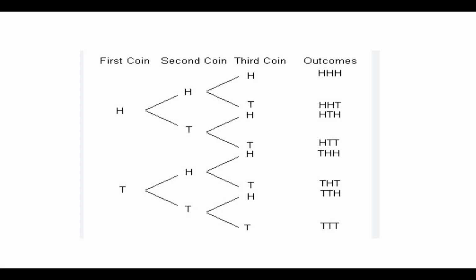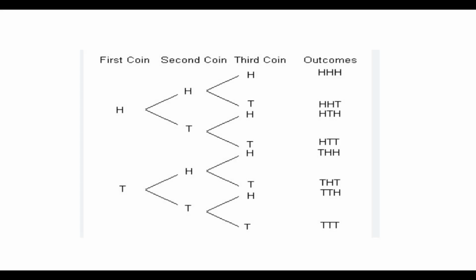Now, consider this illustration. If we toss a coin once, the possible outcomes are head and tail. For the second toss, it can be head, tail, and also head, tail. For a third toss, possible outcomes are head, tail, head, tail, head, tail, and head, tail.